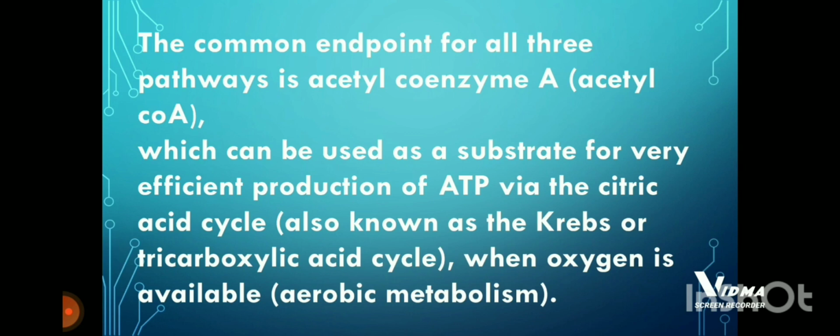Means in the condition of aerobic metabolism, the common endpoint for all these pathways we saw in previous slides, acetyl coenzyme A, is used as a substrate for very efficient production of ATP via the citric acid cycle, also known as the Krebs or tricarboxylic acid cycle, in the presence of oxygen.